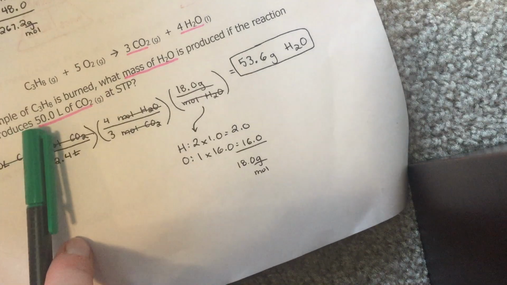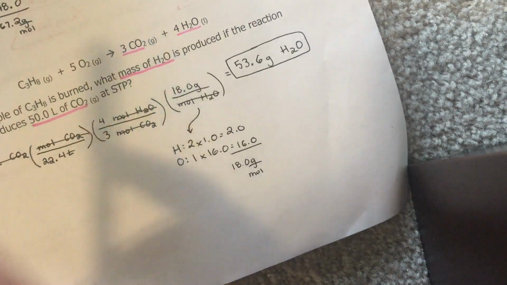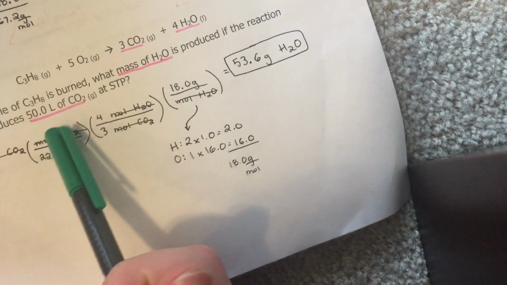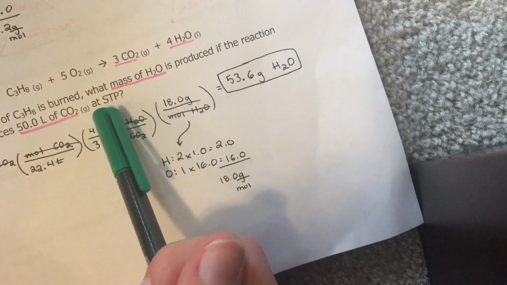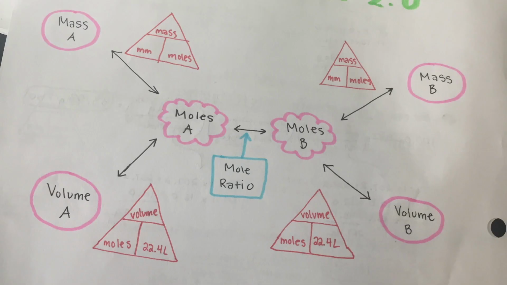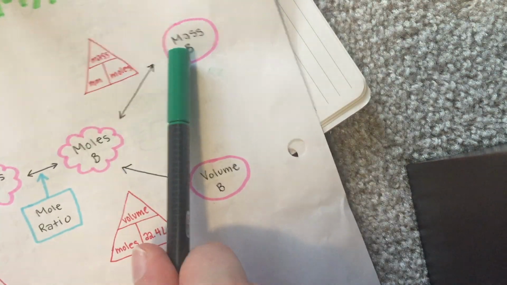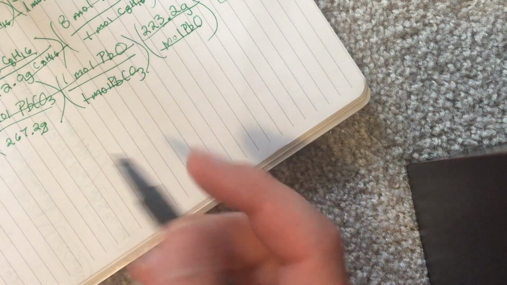So if a sample of C3H8 is burned, what mass of H2O is produced if the reaction also produces 50 liters of CO2 at STP? Volume A to mass B. Volume A, moles B, mass B. So start with your given.